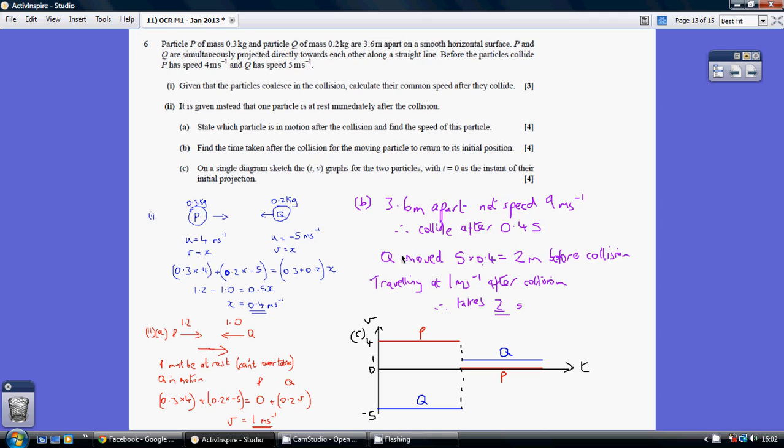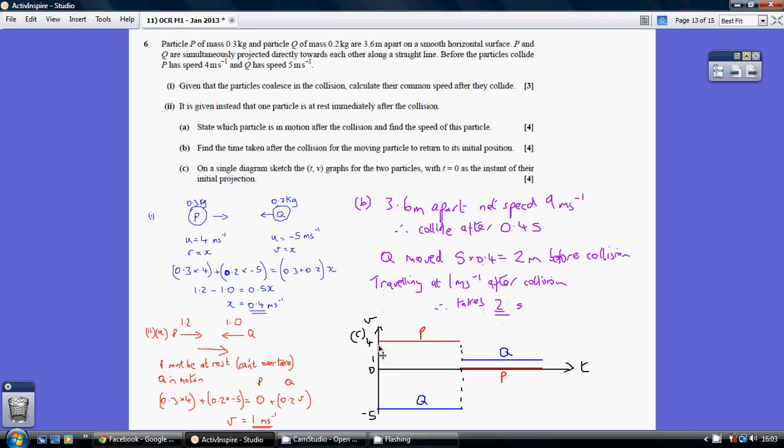So how far has Q travelled in 0.4 seconds? Well, given it's travelling at 5 meters per second, it will have travelled 2 meters before the collision. Now we know it's travelling at 1 meter per second after the collision, so how long does it take to get back to the same place? Well, it's 2 meters to go at 1 meter per second, so that's going to take 2 seconds.